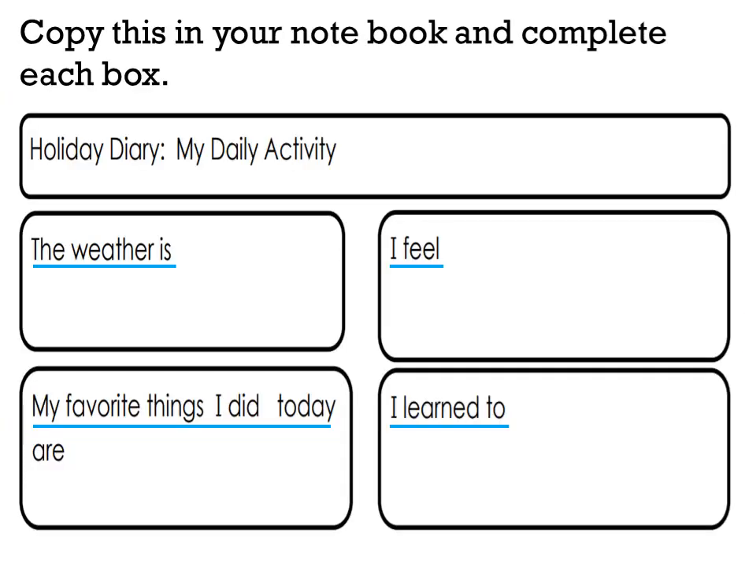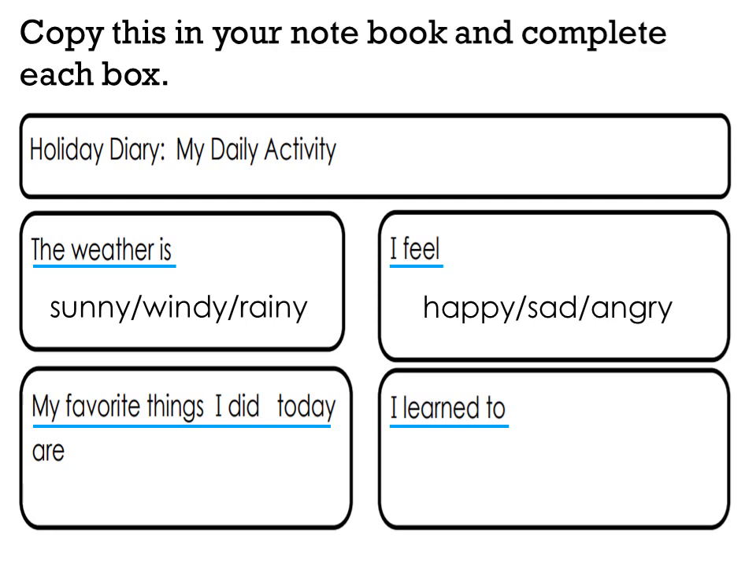So now, copy this in your notebook again and complete each box. Well, actually, the first one is already done. Holiday diary, my daily activity, it's written there. Just write your answer, okay? The weather is, just choose. Is it sunny, windy, or rainy? Next, I feel, what do you feel today? Is it happy, sad, or angry?